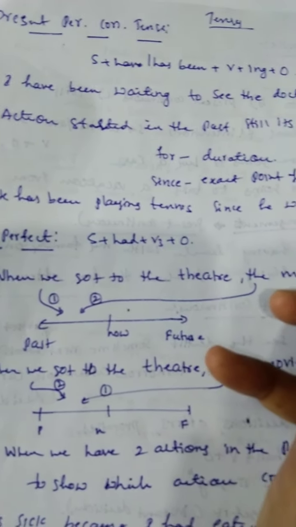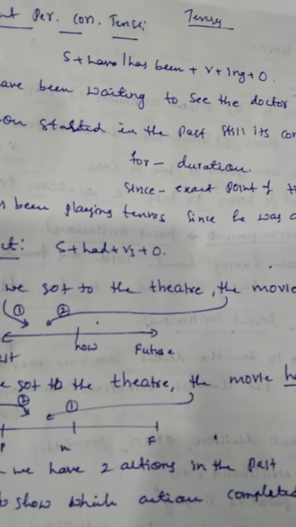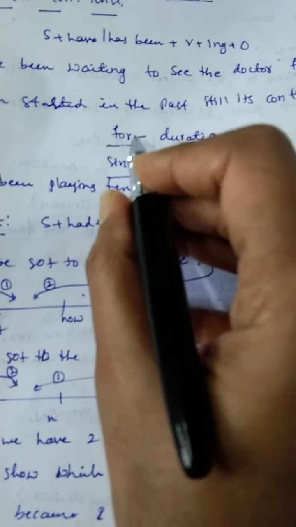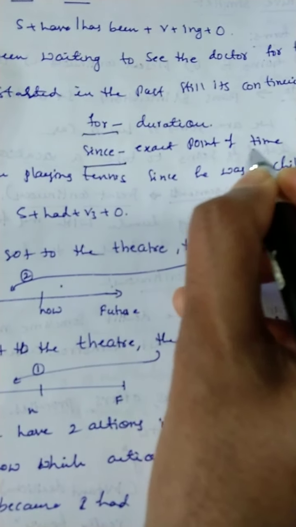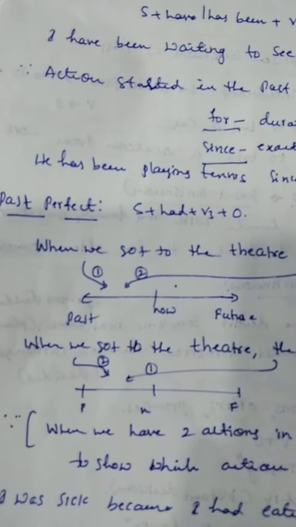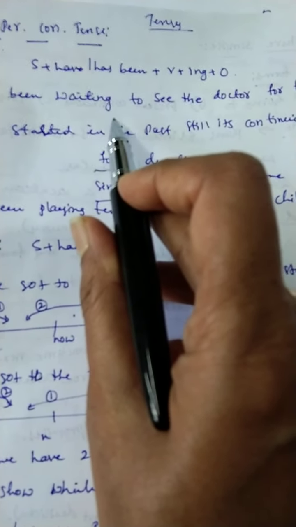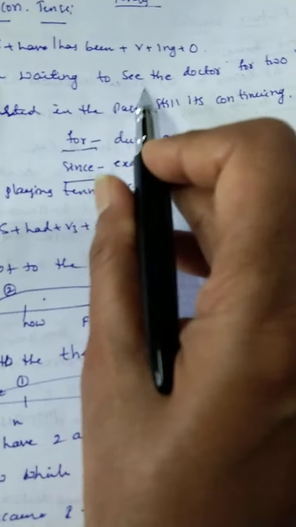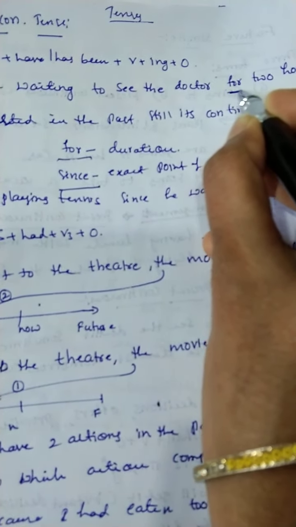Okay, and in this present perfect continuous tense we use for and since. For we use for duration, since we use for an exact point of time. I have given the example: I have been waiting to see the doctor for 2 hours. It's a duration, for 2 hours.